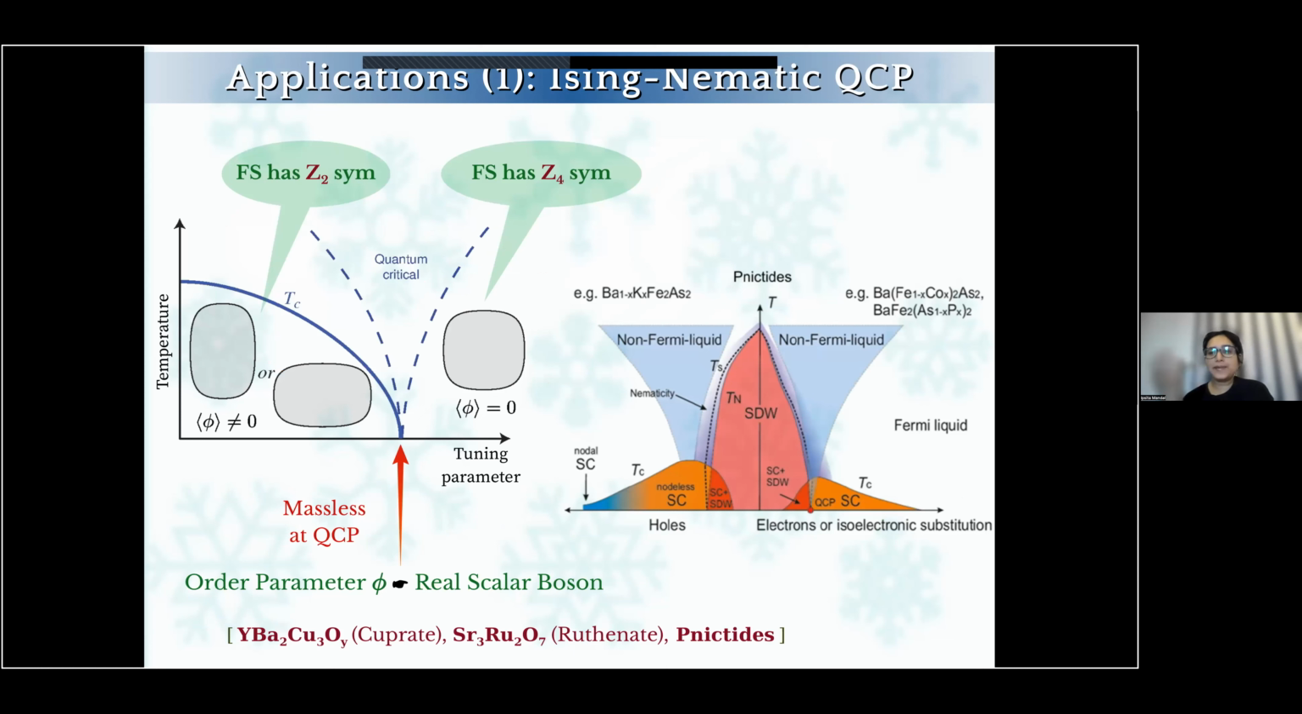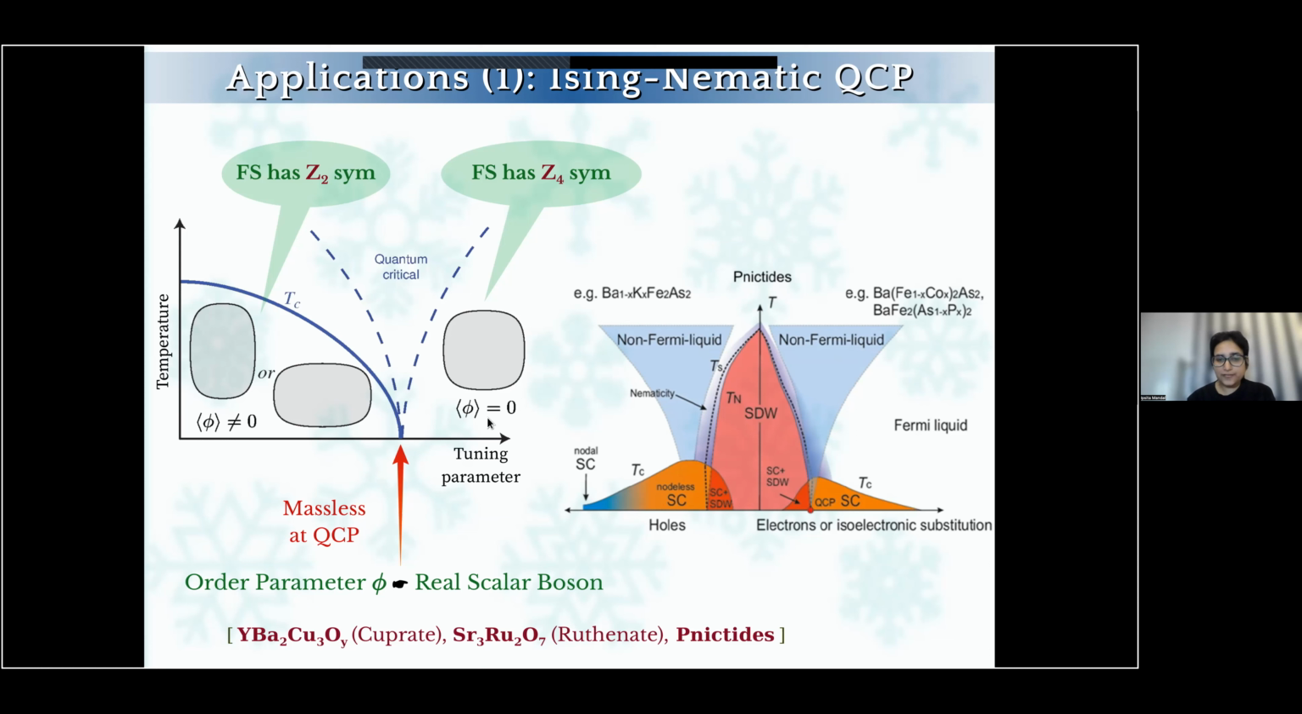Okay, so we applied this technique to various non-Fermi liquid systems, and the simplest one of them was the Ising nematic quantum critical point. So for this quantum critical point, we have a phase transition between two phases where the Fermi surfaces have different symmetries. So in the first phase, the Fermi surface has a Z4 rotational symmetry. That means it looks like this square. Whereas in the other phase, the Fermi surface has a reduced rotational symmetry, which is the Z2 symmetry. That means it is stretched either in the vertical or in the horizontal direction.